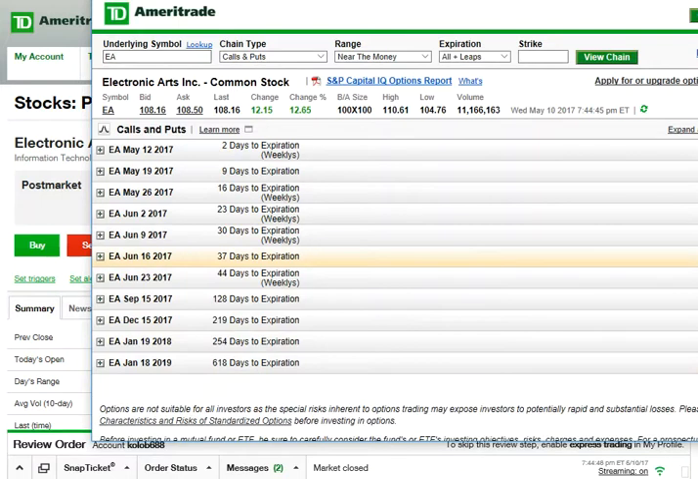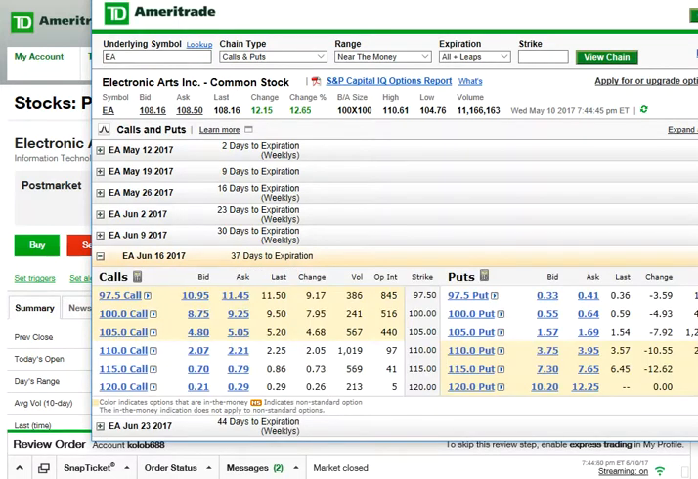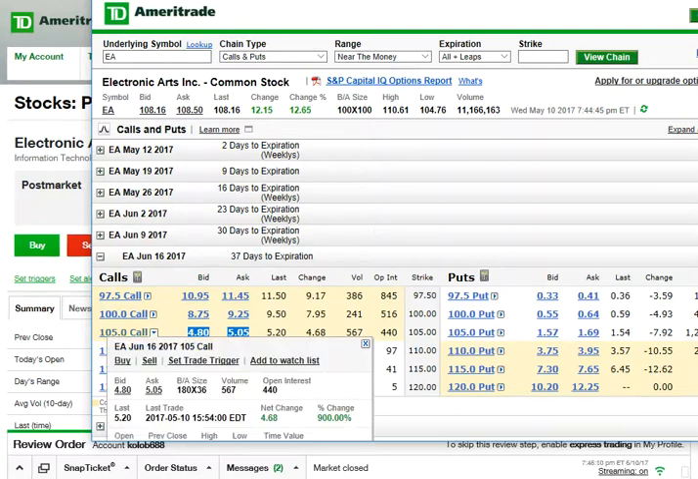Again, we'll look at a call option 37 days out. And let's pick this one right here. Let's do this $105 call option. And it looks like the bid is $480. The ask is $505. So let's go to the middle, and let's just say $500. So let's click on that call option right there.